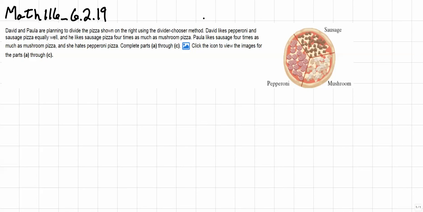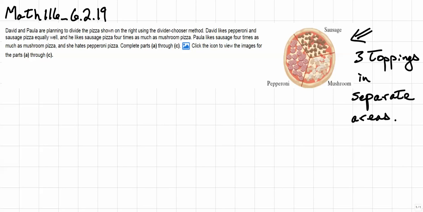First off, when we look at this particular problem, what you need to understand is the fact that this pizza right here has 3 toppings, and those toppings are in separate areas. And this is going to be key to understanding how to work this problem. And it's important to understand exactly how David and Paula are looking at the pizza.